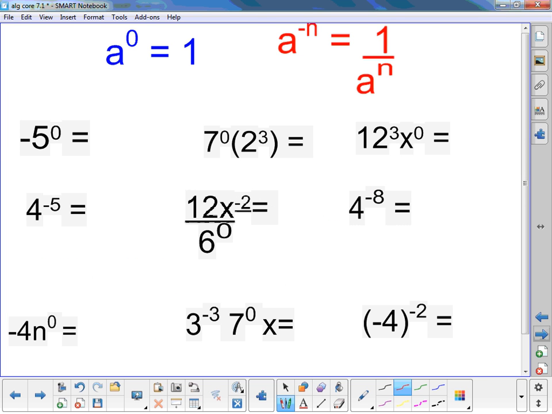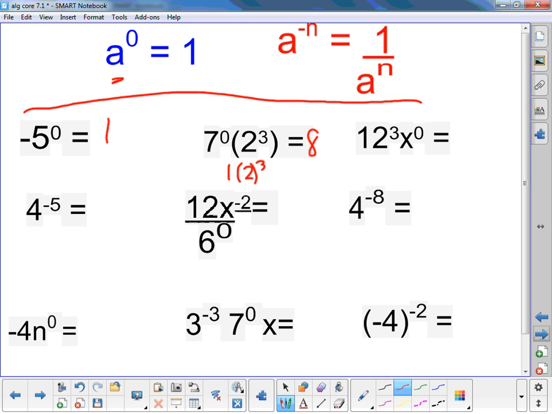All right, so here's my general rules up on the top. And now we're going to do some problems. So negative 5 to the 0. Is it something to the 0? Yep, it's a 1. 7 to the 0 times 2 to the 3rd. Well, 7 to the 0 is 1. So times 2 to the 3rd. 2 times 2 times 2 is 8.